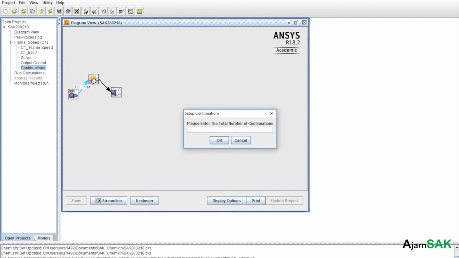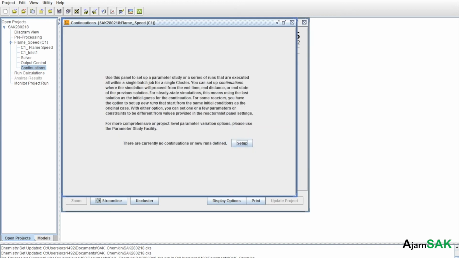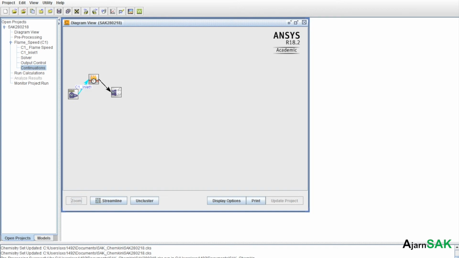For example, if I have two of these, I have to put number 1. But in this case, we don't need that. You can have many reactors and connect their results to each other, right? But we don't do that. So close this. Run calculations.